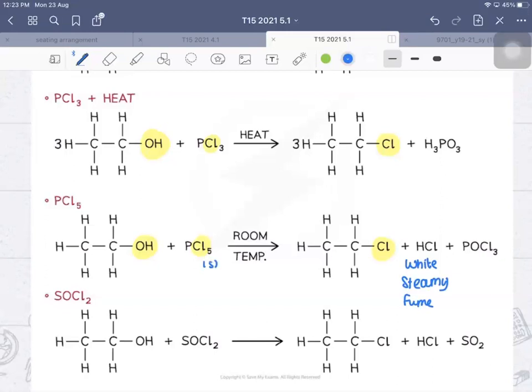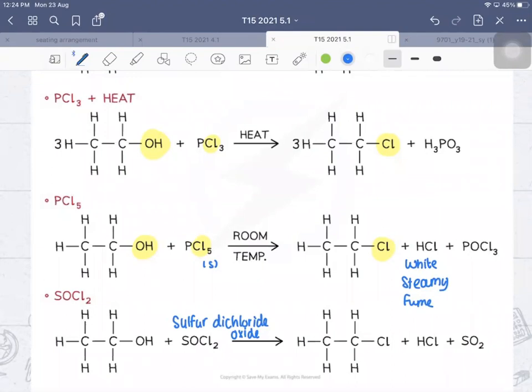SOCl2 is thionyl chloride, which I usually just refer to as SOCl2. The name is sulfur dichloride oxide. It doesn't mention if SOCl2 is a solid or a liquid at room temperature. Okay, but there's no condition. It works at room temperature. You don't need to heat it up.